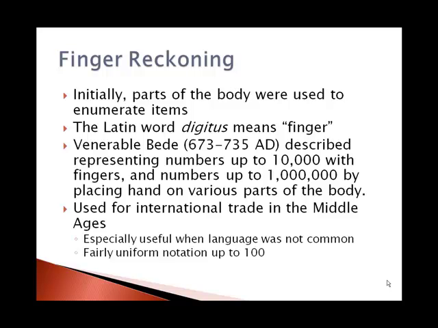The Latin word digitus literally means finger, and it's where we get our word digit from, which can refer to your fingers, but can also refer to the numerals 0 through 9. The monk Venerable Bede described representing numbers up to 10,000 on the fingers and numbers up to 1,000,000 by placing the hand on various parts of the body. Using this method of placing the hand on various parts of the body, such as the elbow or shoulder or index finger, helped facilitate trade in the Middle Ages, especially when language was not common, and the notation was fairly uniform up to the number 100.